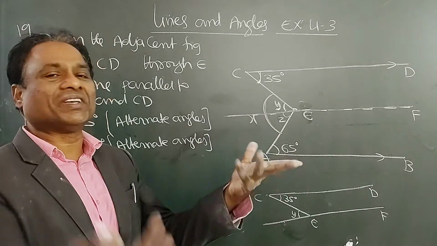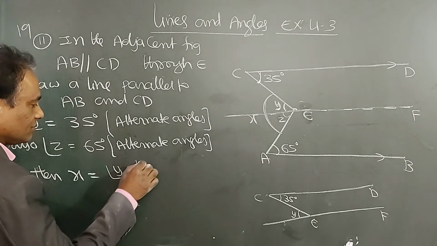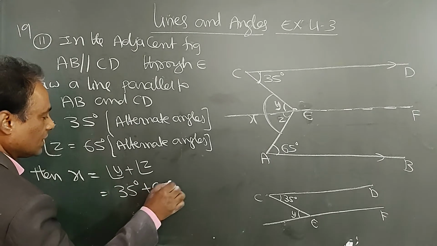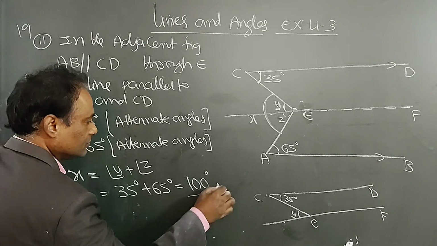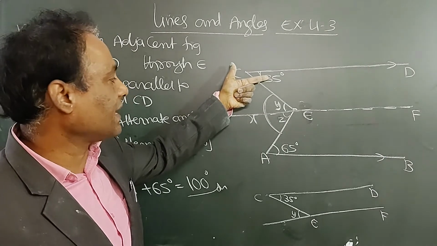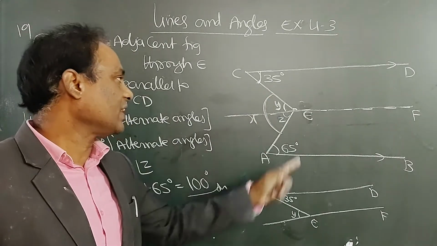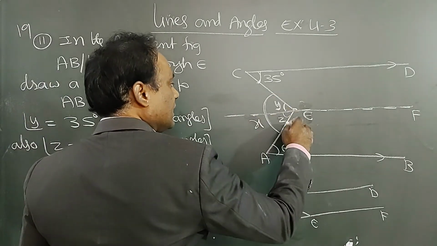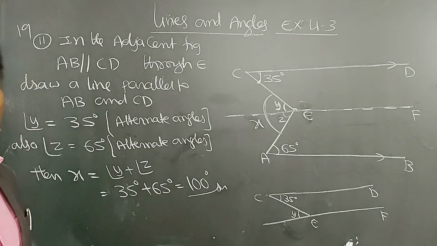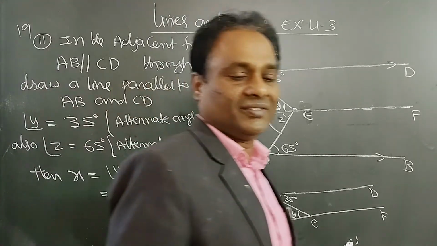X is nothing but Y plus Z. Y is 35, Z is 65, total 100 degrees. Right, that's all. X is 100. Y is equal to 35 alternate angles, Z is equal to 65 alternate angles. Y plus Z gives X. The total angle is X. X is equal to Y plus Z, that is nothing but 100. Right. That's all.